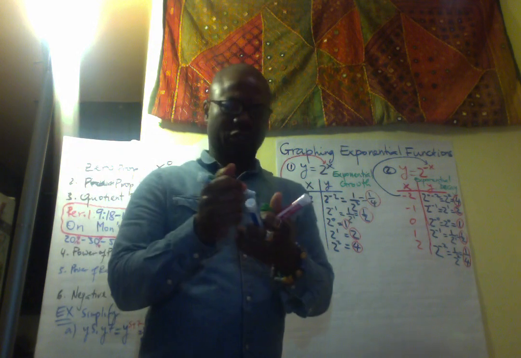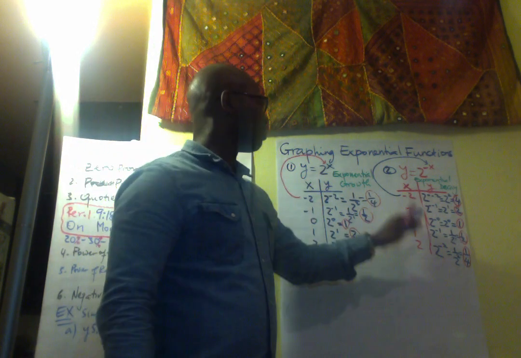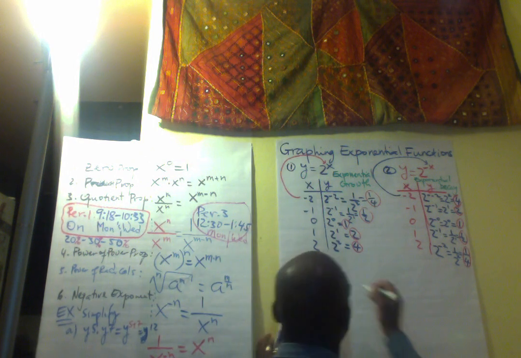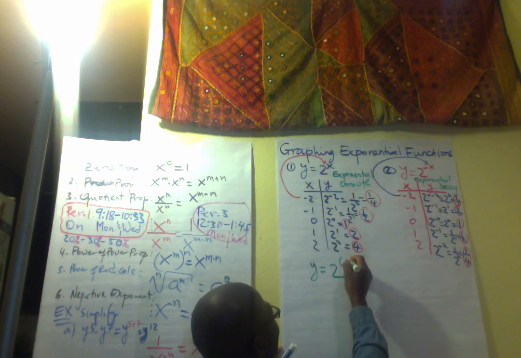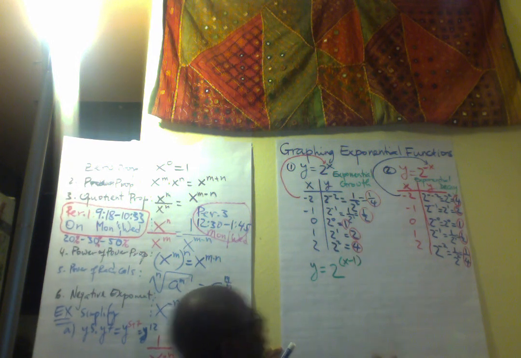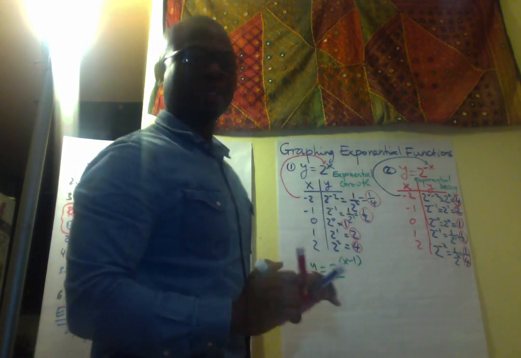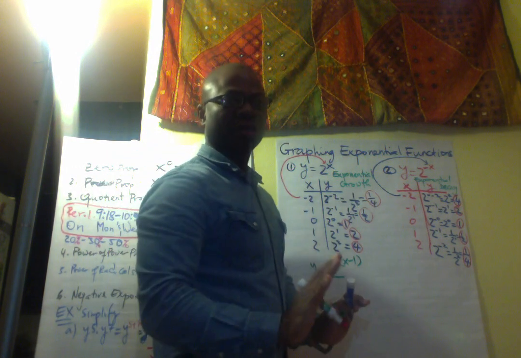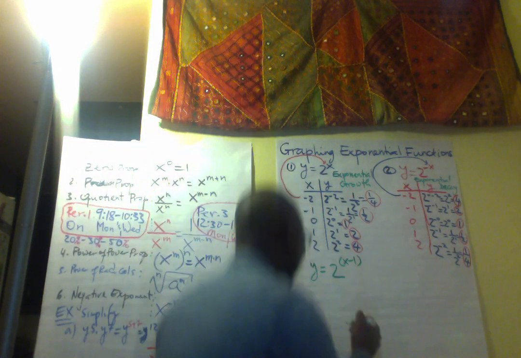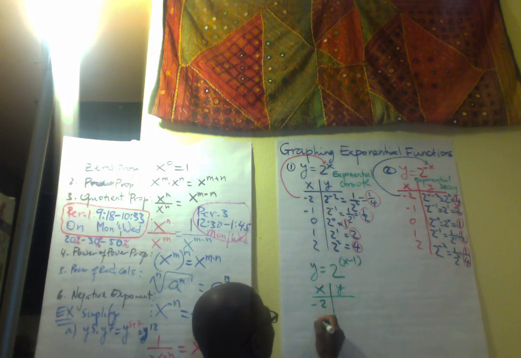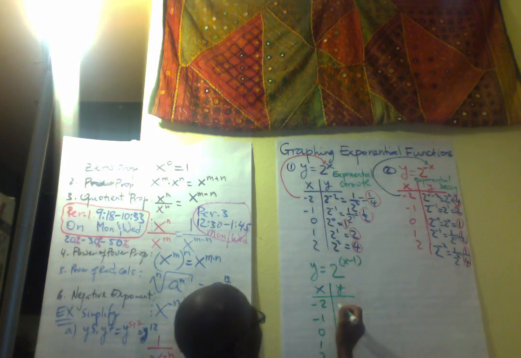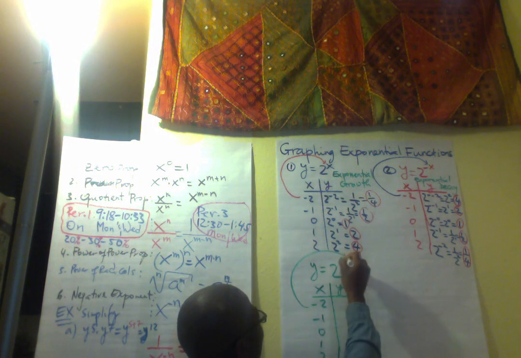Let's pick one more function here. I used the blue, I used the red, let me use the green. y equal to 2 to the power of x minus 1. Let's make it a little bit more interesting, a little bit more challenging. Not hard, not difficult, just challenging. Same way, we're going to pick a few values for x to generate the y values. Let's stay consistent: -2, -1, 0, 1, and 2. I plug in these values for x.